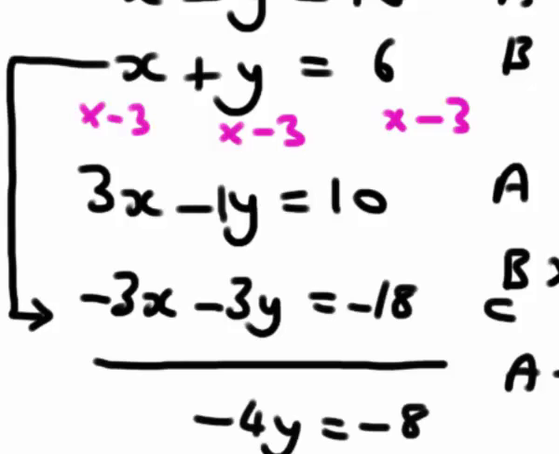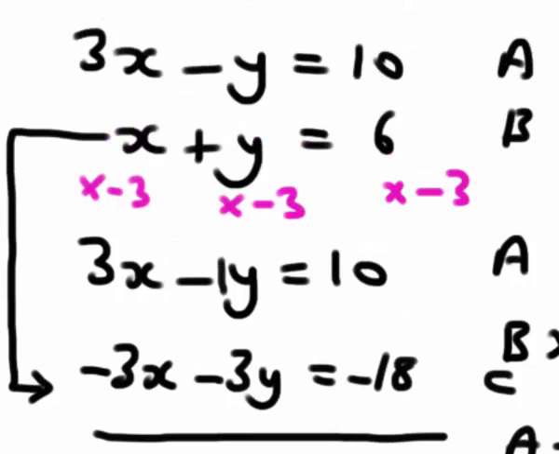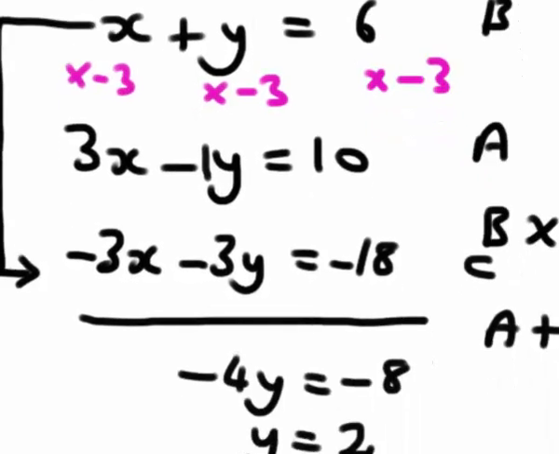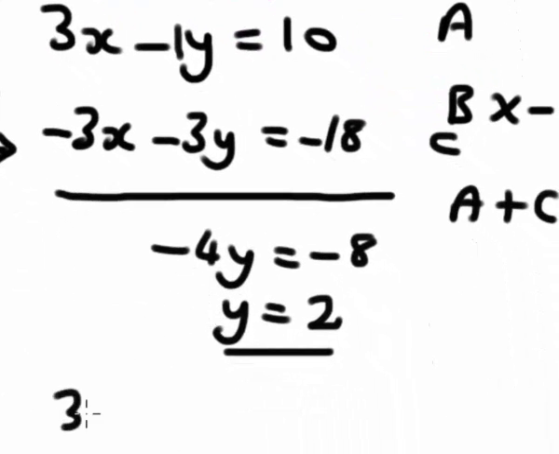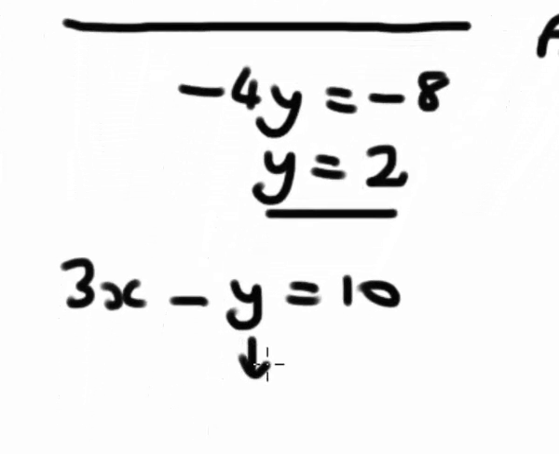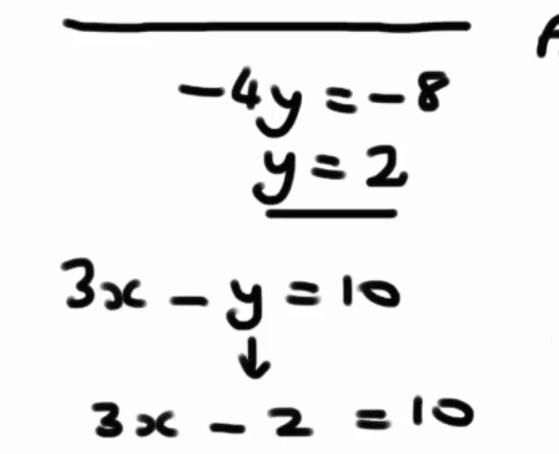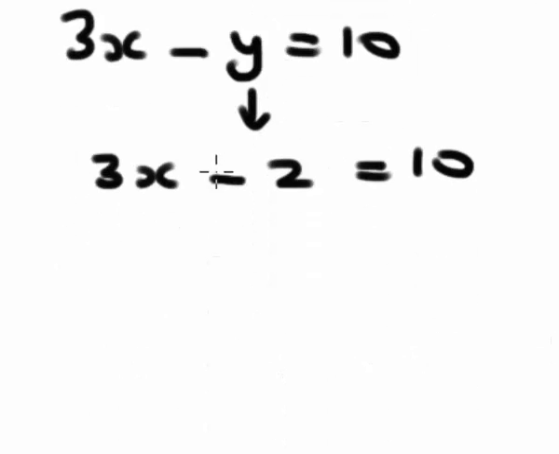And then you can select any of the equations A, B, or C to enable you to work out what the value of x is. So what if we chose equation A again? Let's have a look here. We've got 3x minus y is 10. The y value is of course 2, so it's 3x minus 2 is equal to 10. And then we can solve for x.